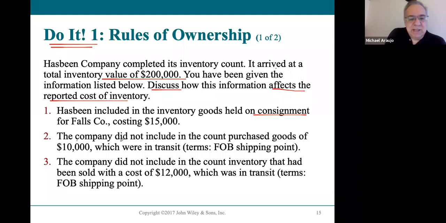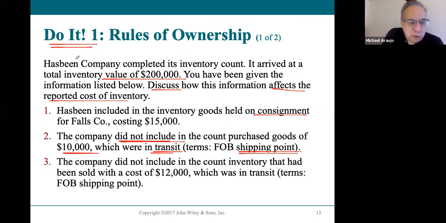Here, this company did not include purchased goods for $10,000, which were in transit, FOB shipping point. FOB shipping point means as soon as they were shipped, they own it. And here, the company did not include that. So that's a problem, because they own this inventory. This $10,000 of inventory should be included in Has-Been's value.